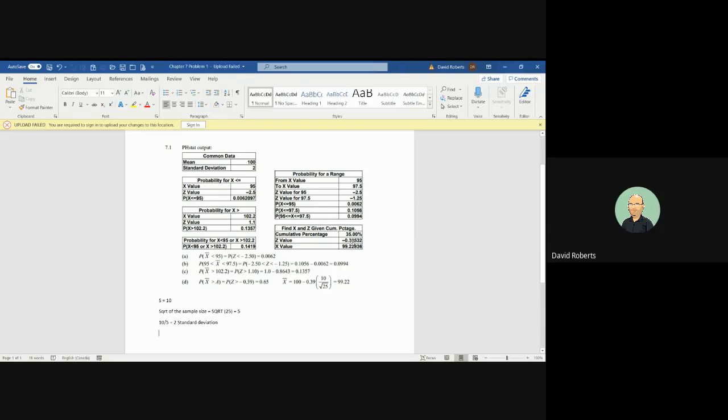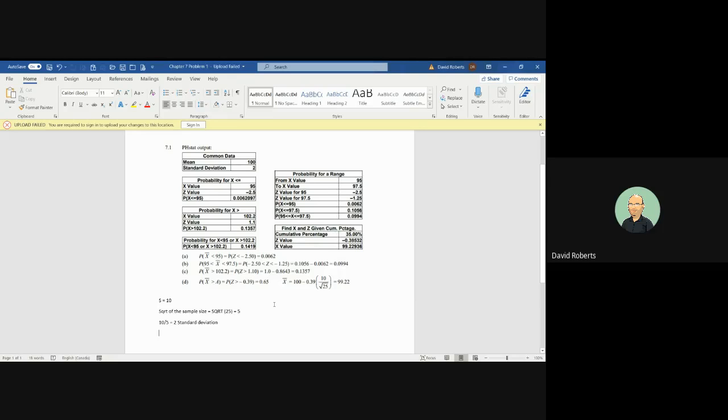65%, X is above 65%. So this is the cumulative percentage of 35. So 65 to the left and 35 to the right. And it gives you the X value of 99.229. So that's the X value, not the probability. So hopefully you found that helpful.